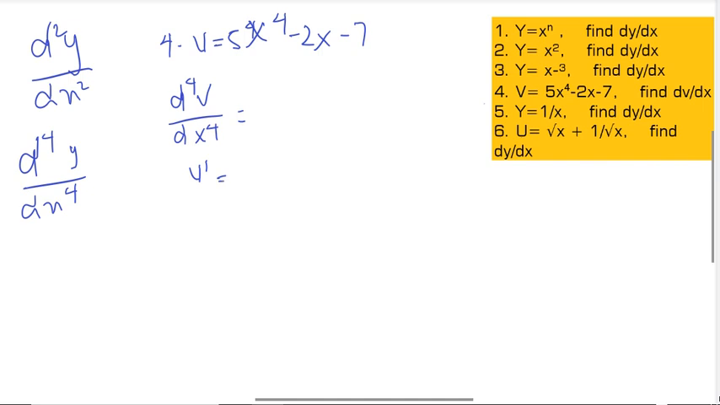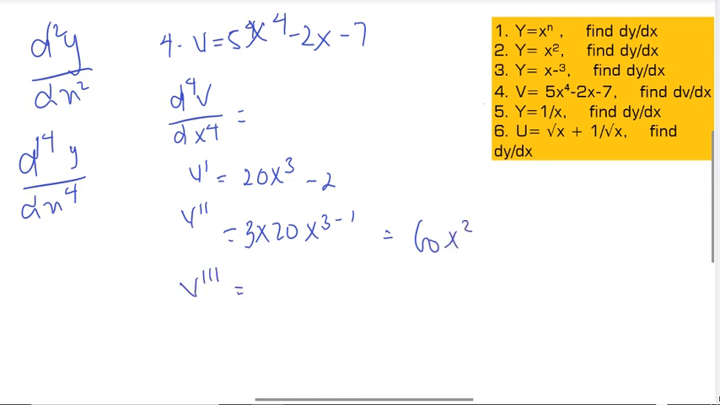So we have v prime, that will be equal to 20x raised to power 3 minus 2. If you don't understand how we got this, go and watch the first video on basic differentiation. Then we have the second derivative. So for this one now, it's just going to be 3 times 20 x raised to power 3 minus 1. So this is going to be 60x squared. Then we're going to find the third derivative. This one is d cube y over dx cube. This one is d squared y over dx squared. And this one is just dy over dx.